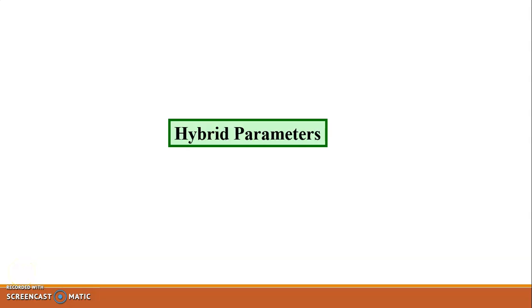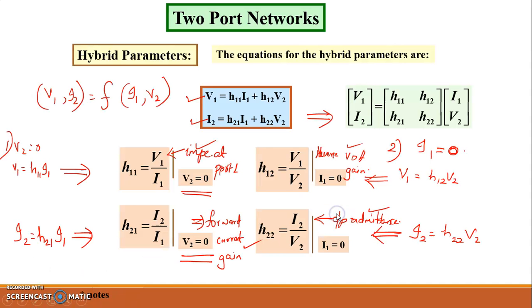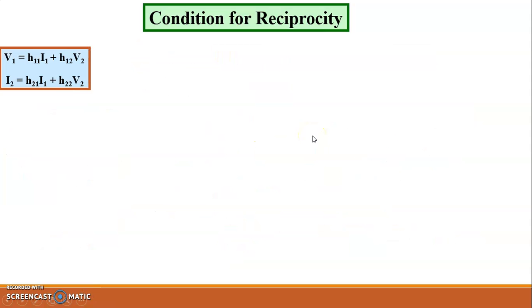Dear students, in the last lecture we studied the hybrid parameters and the equations corresponding to them. The equations are V1 = H11 I1 + H12 V2, and I2 = H21 I1 + H22 V2. Through this lecture you are going to study the condition for reciprocity in terms of hybrid parameters.